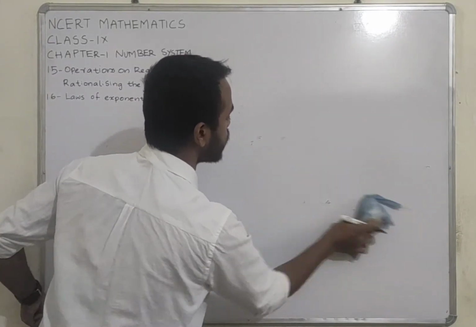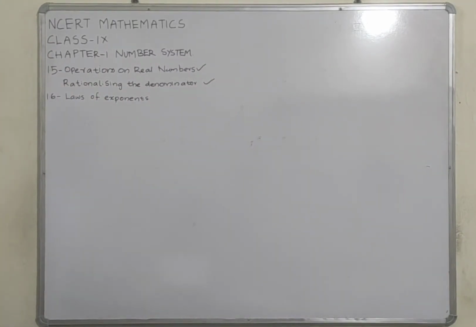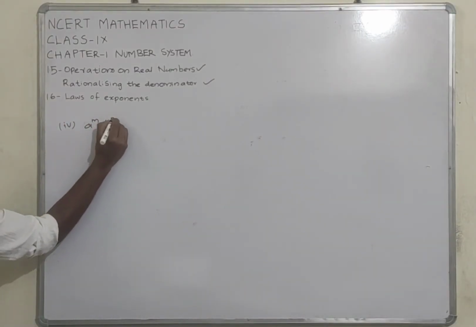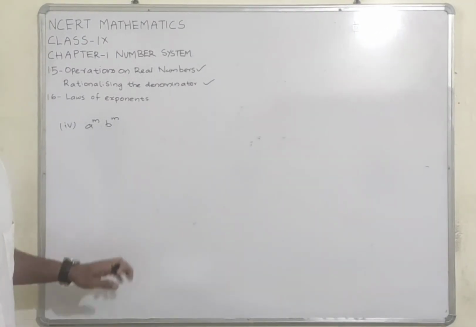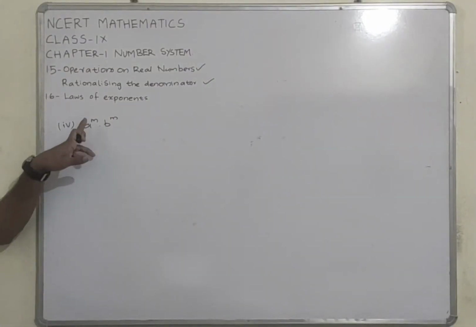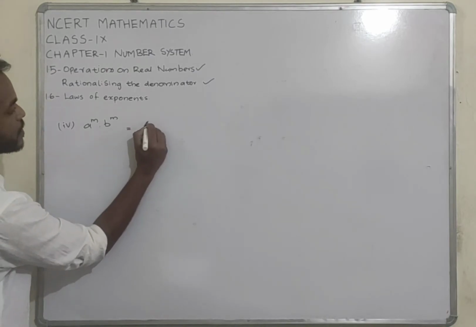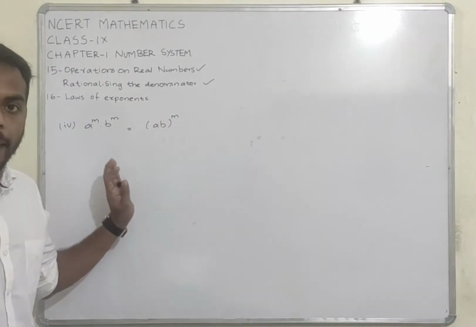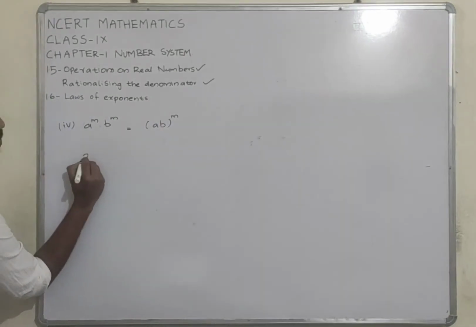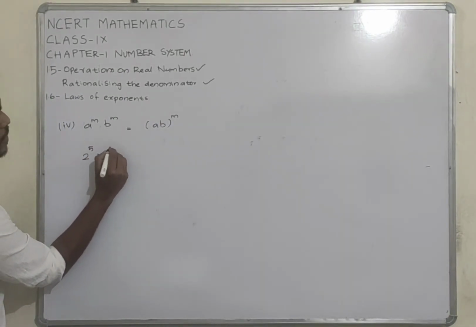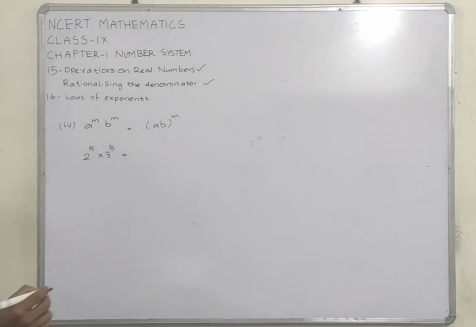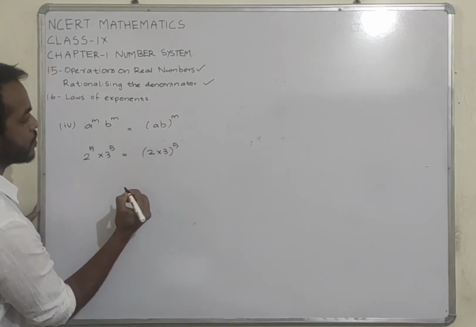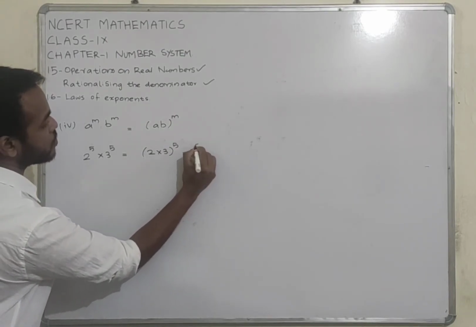Just go through the notes once you get it. Fourth identity is a raised to m into b raised to n. If the base numbers are different and the powers are the same, this can be written as the product of numbers to the power n. Let's see an example. 2 raised to 5 into 3 raised to 5. This can be written as 2 into 3 whole raised to 5. Or it will be 5 raised to 5.